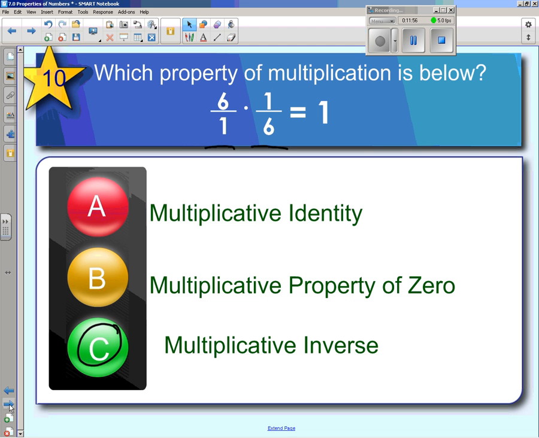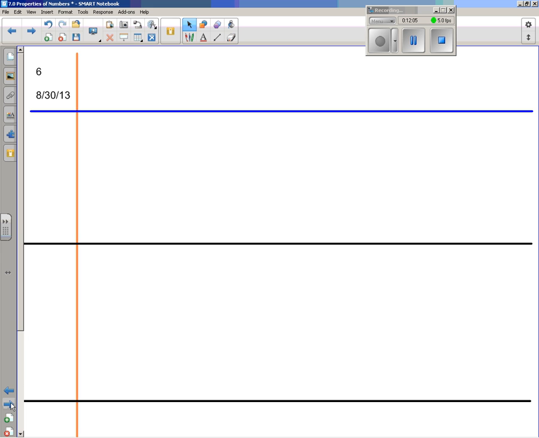All right, so those are the properties of multiplication. Now we are going to talk about some other properties. Please go to page 6. Page 6. On page 6, I want you to divide the page into 2 sections. The first section is going to be commutative.